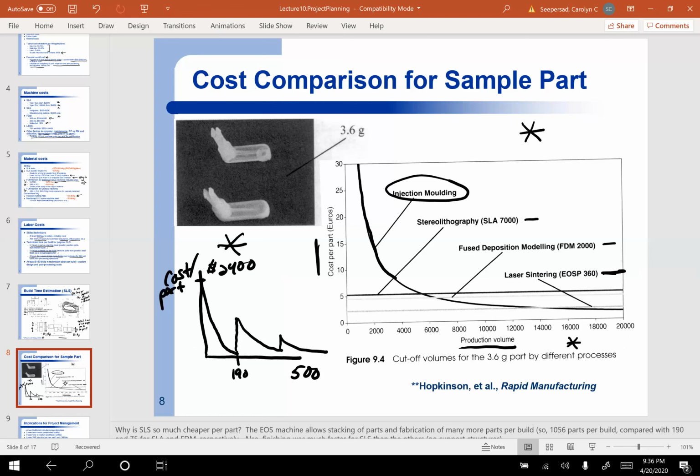So every time we run a build, we set it up, we build the parts, we take them off the build platform, we get them ready to go, clean them up. Every time we run that process, we get 1,000 from SLS. We get 75 from stereolithography or FDM. And so that's primarily what's accounting for this difference in cost.